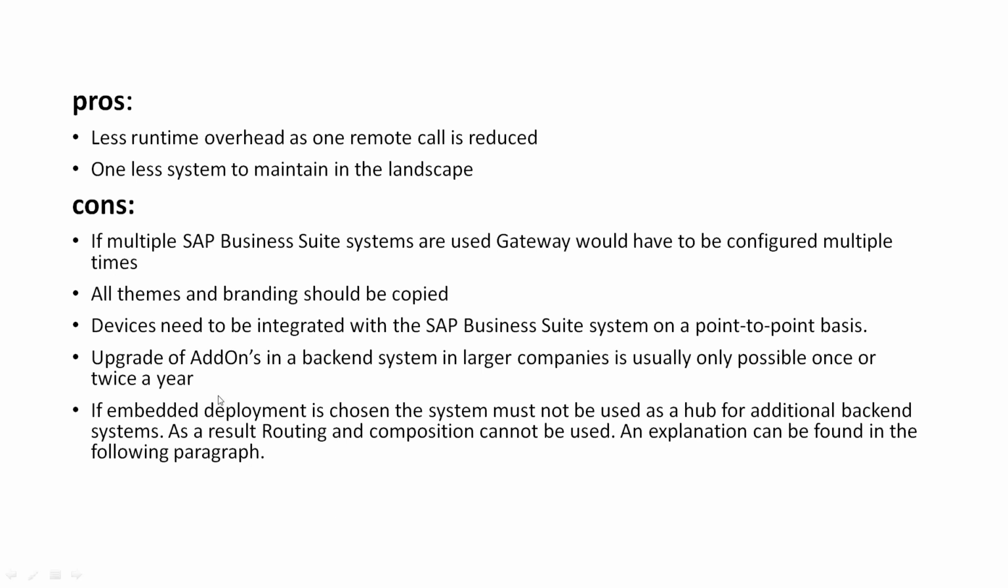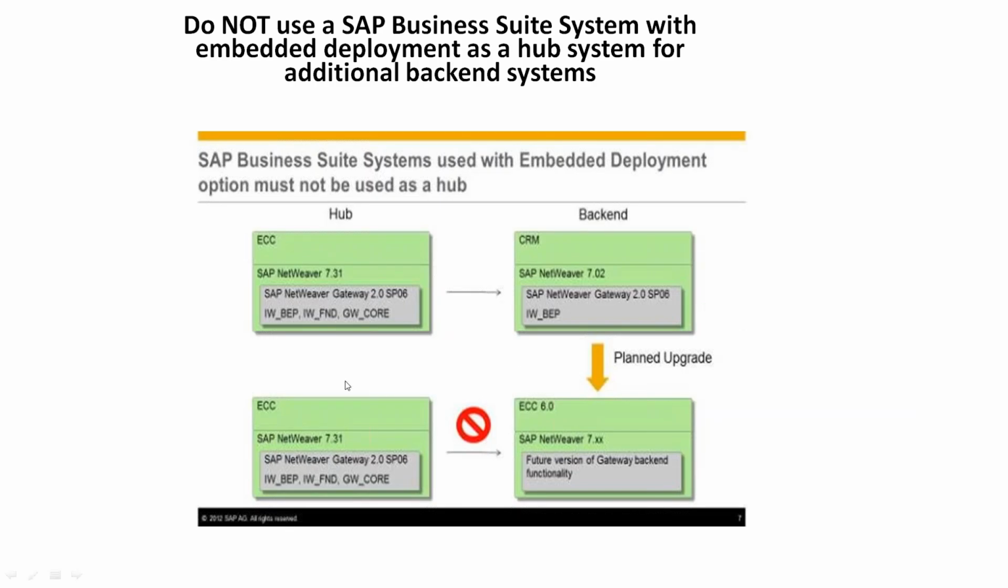Let's say with embedded deployment, there is one other thing. If embedded deployment is chosen, you should not use it as a gateway hub system. What I'm talking about is, do you have any doubts in the embedded before I move on to the other thing? No. Okay. So, let's say you have an ECC system. This is your backend business system. That's where your SAP NetWeaver gateway system is. You cannot use that system as a hub system for other backend business systems.